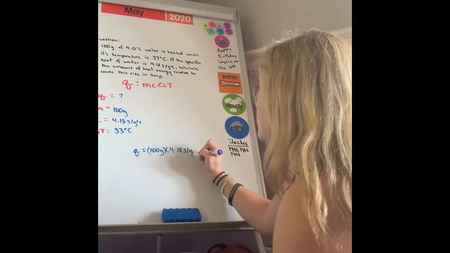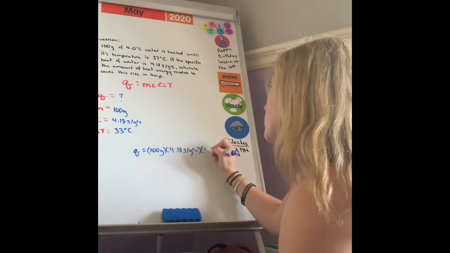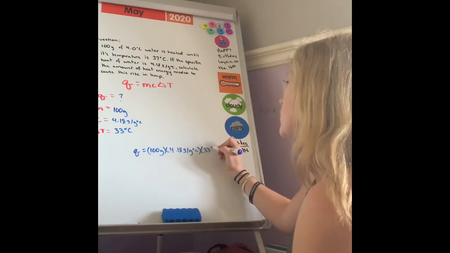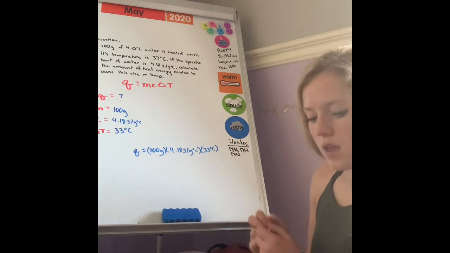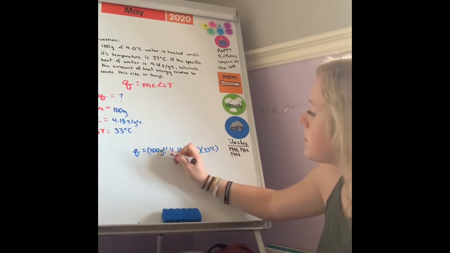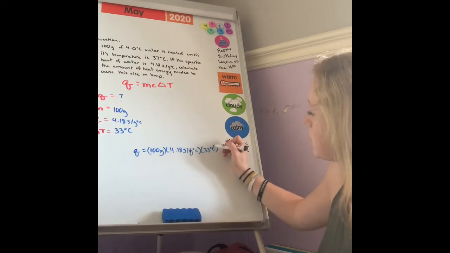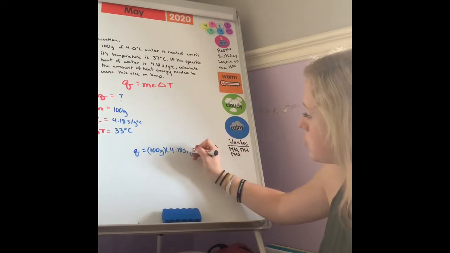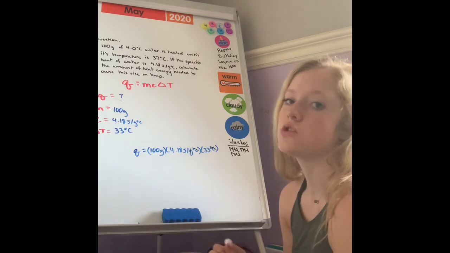So now we plug that into our equation, and we have Q equals 100 grams times 4.18 joules over grams degrees Celsius times 33 degrees Celsius. And we want to cross out our units, and so we have grams above and below the line. We have degrees Celsius above and below the line, so we're left with joules. So our final answer will be in joules.